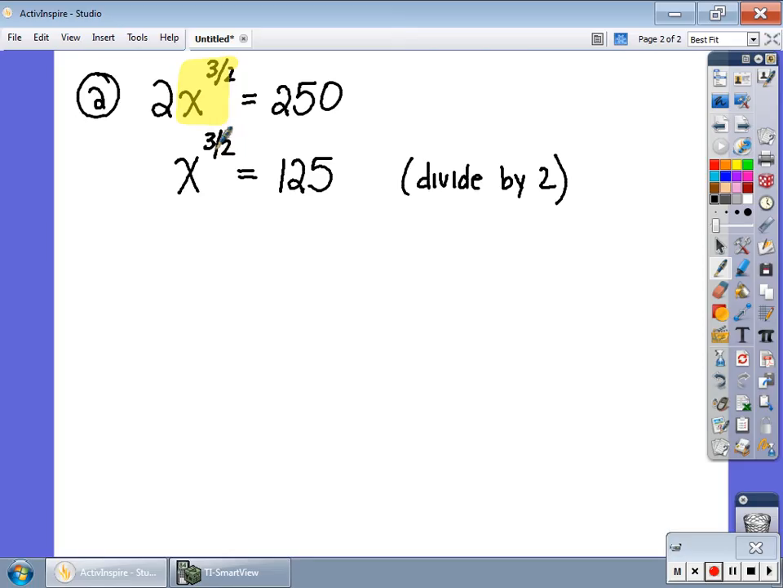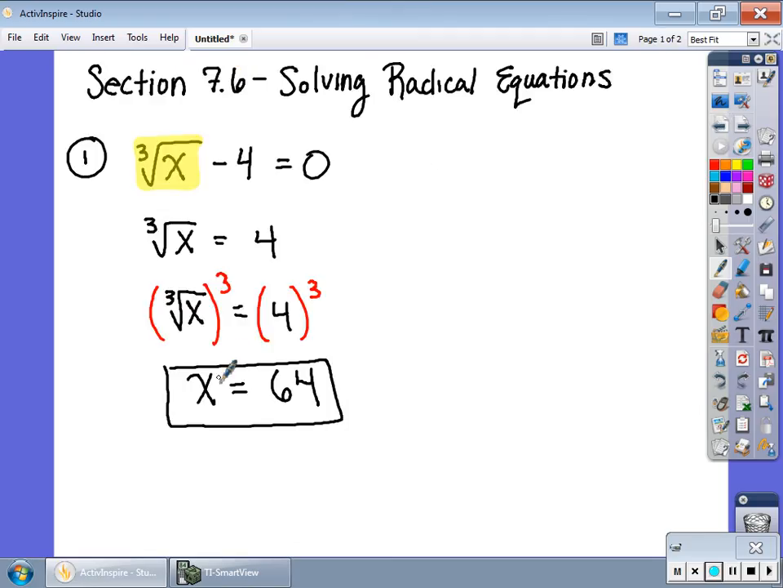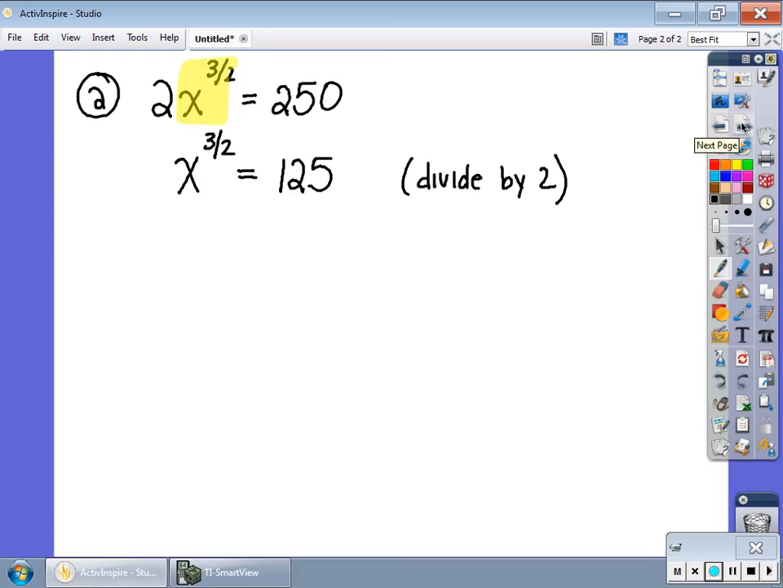Now, the thing is, we have x raised to the 3/2 power, and that's not what we want. What we want is x to the 1st power. Every equation we've ever solved, you end up with an x raised to the 1st power. And so to get an x to the 1st power, we're going to have to raise each side of the equation to the reciprocal of this. So I'm just going to go ahead and rewrite my equation down here. And then as I said, we're going to raise each side to the reciprocal of 3/2. In this case, it is 2/3.